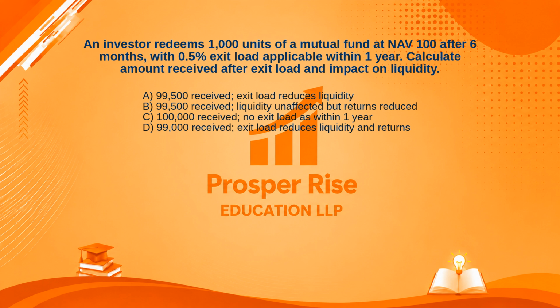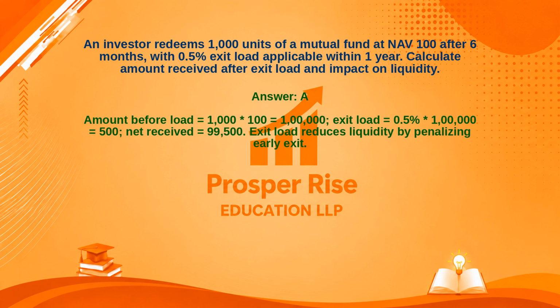The correct answer is Option A. Let's see why. Amount before load equals 1,000 into 1 lakh equals 1 lakh. Exit load equals 0.5% into 1 lakh equals 500. Net received equals 99,500. Exit load reduces liquidity by penalizing early exit.